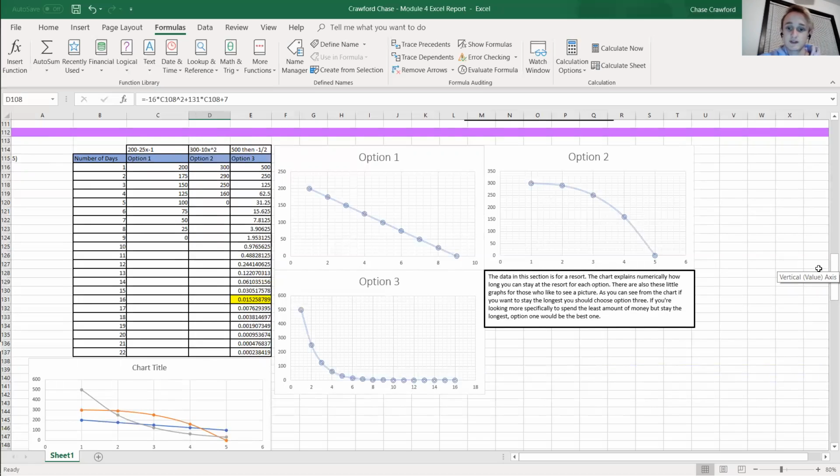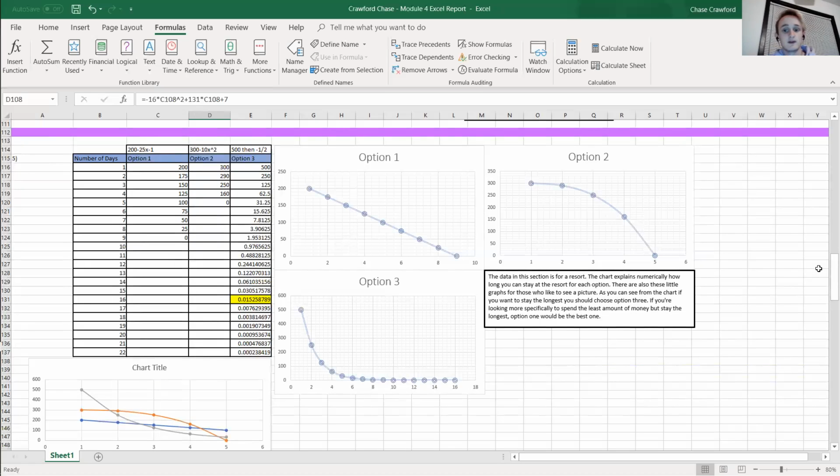As you can see from the chart, if you want to stay the longest, you should choose option 3, pay 500, and then after each day, you split that in half. So it goes 500, 250, and on and on and on. And you'd stay there for about 16 to 17 days, which is why I highlighted right where 16 is.